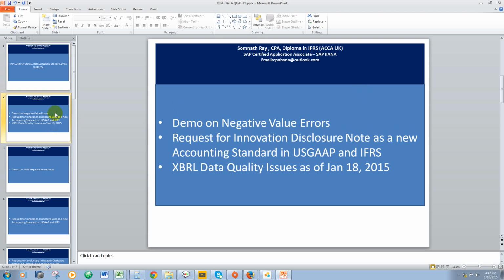In this session I have broken it down into three parts. The first part will be a demo on negative value errors. The second part will be on a formal request for inclusion of the innovation disclosure note as a new accounting standard in the US GAAP and IFRS, and the third part will be a presentation on XBRL data quality issues as of January 18th 2015, and this will be done with the help of SAP Lumira Visual Intelligence tool.